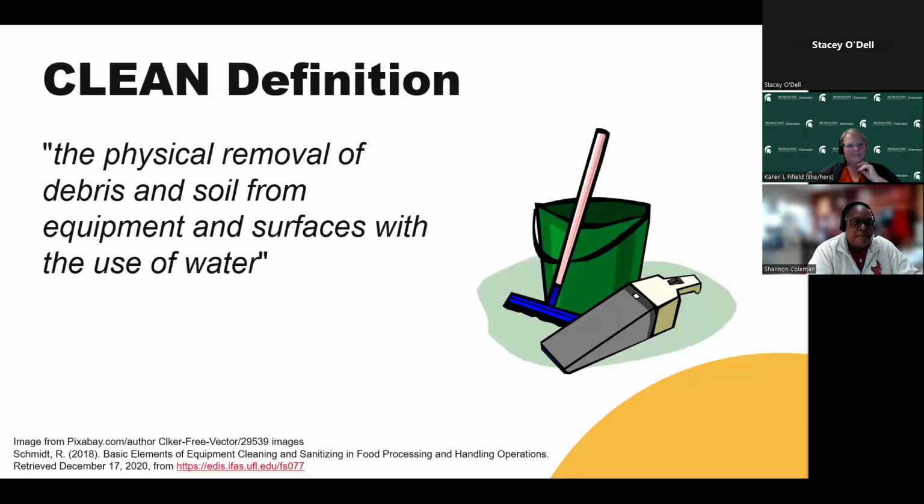All right, it's my turn. So I'm Shannon Coleman, Associate Professor and State Extension Specialist at Iowa State University. And so I am tasked with going through cleaning with the group. Although the terms cleaning and sanitize may be used interchangeably, they are defined differently. The definition of clean is to physically remove debris and soil from the equipment and surfaces with the use of water. Detergent is also used during this cleaning process.